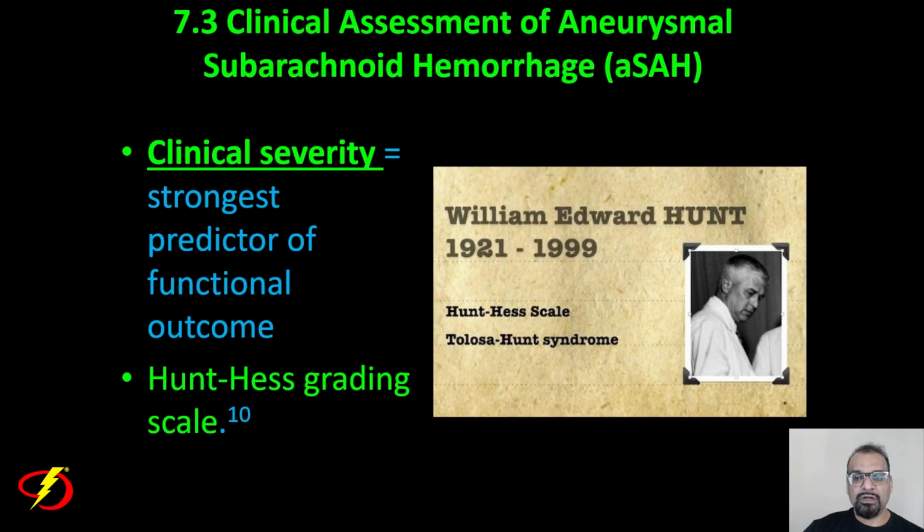Clinical severity is the strongest predictor of functional outcome, and the way we determine the clinical severity is we use a grading scale called the Hunt-Hess grading scale, named after this extremely famous physician, William Edward Hunt, who also described Tolosa-Hunt syndrome. Today we're just discussing the Hunt-Hess scale. Again, this is a grading scale for aneurysmal subarachnoid hemorrhage.